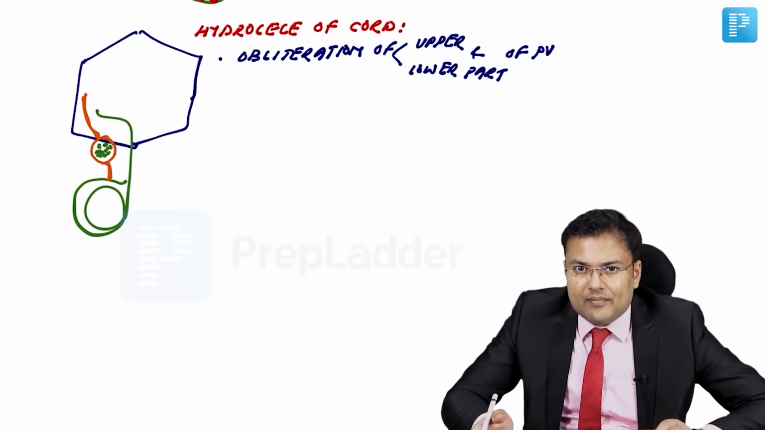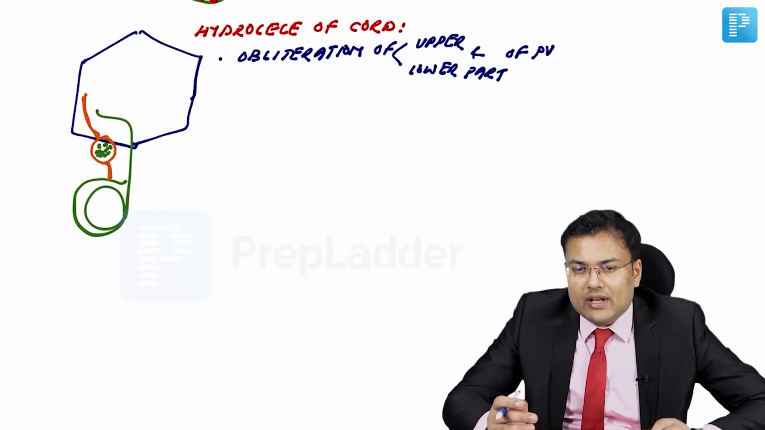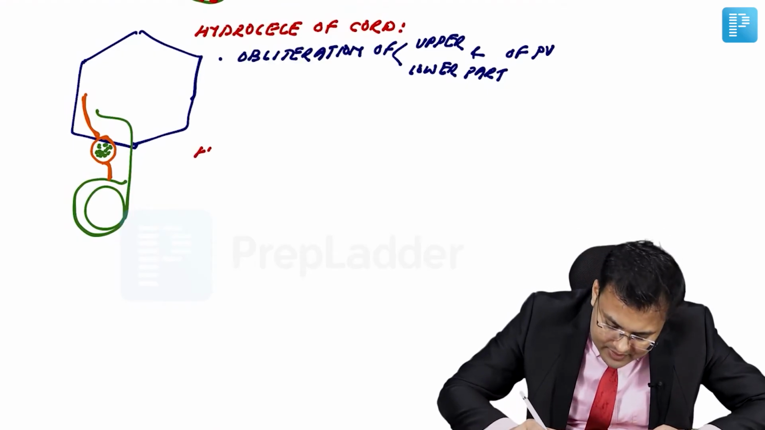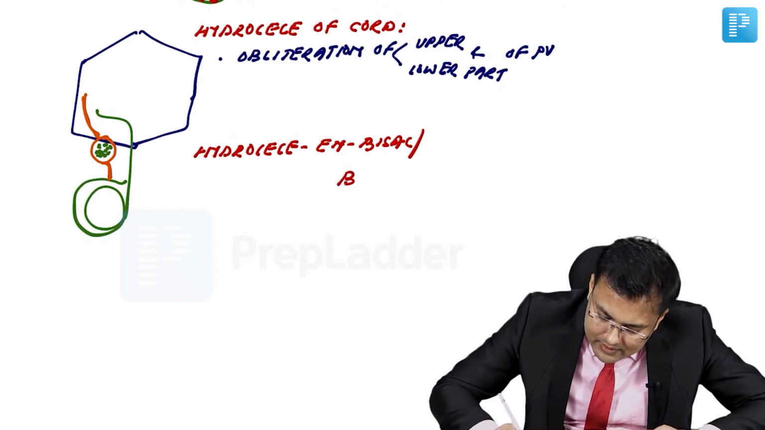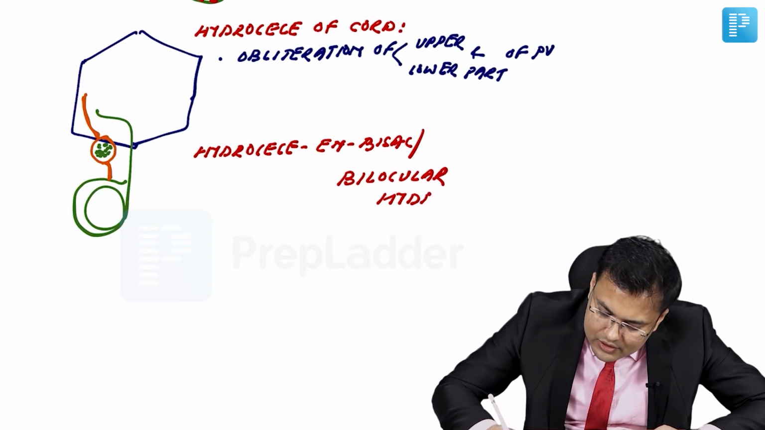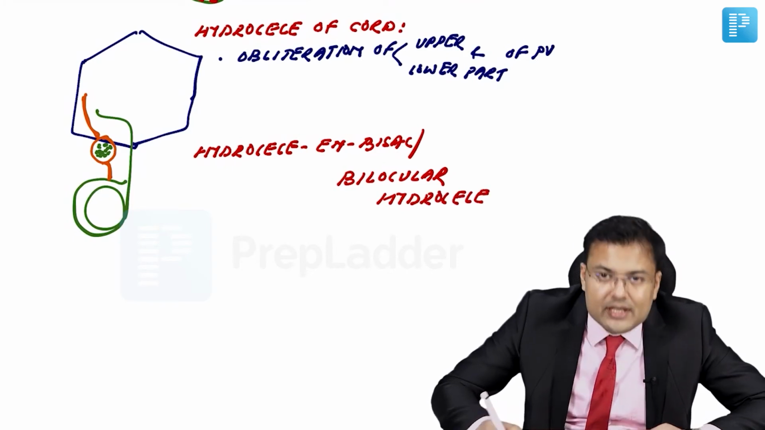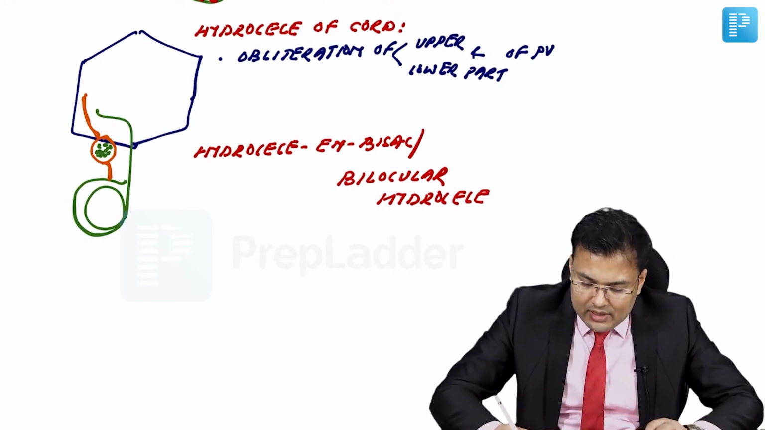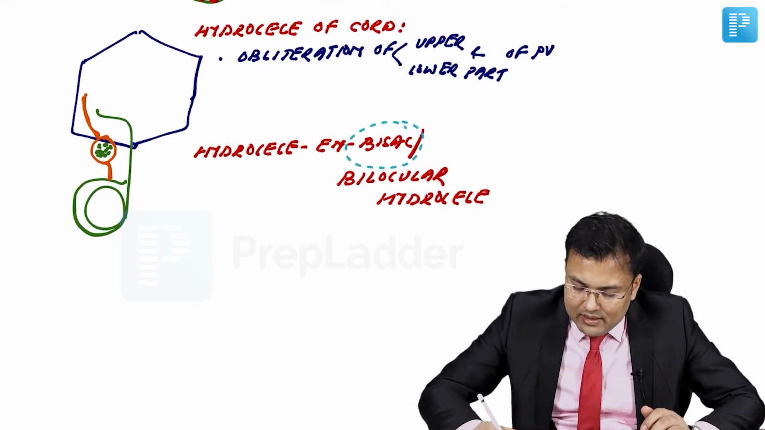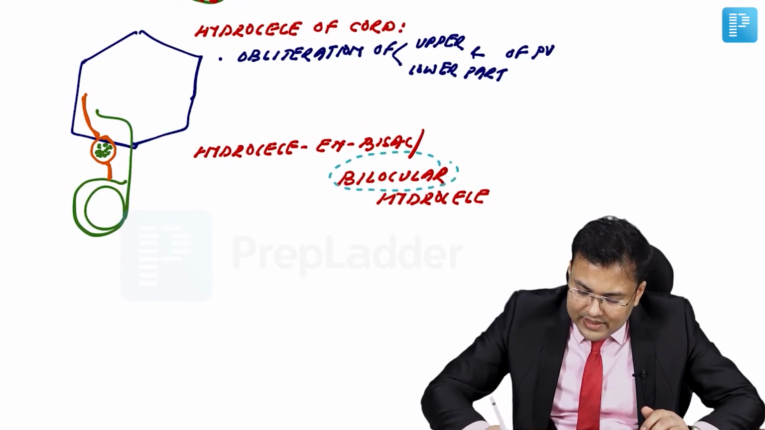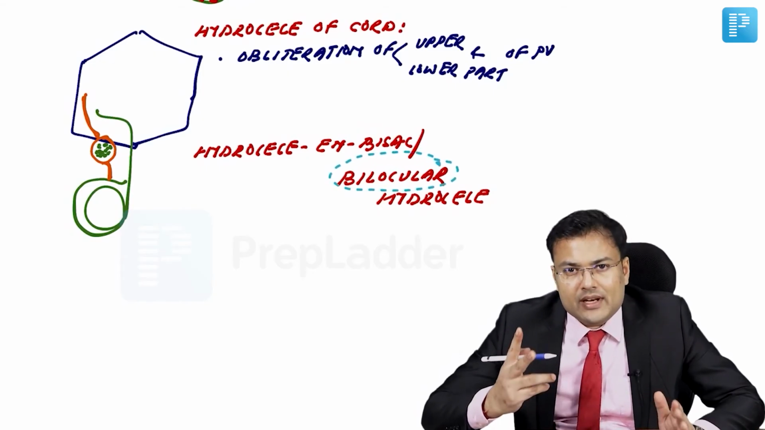Another condition is hydrocele en bisac, also known as bilocular hydrocele. Here the term is self-explanatory. Bisac means there are two sacs. Bilocular means there are two loculi.